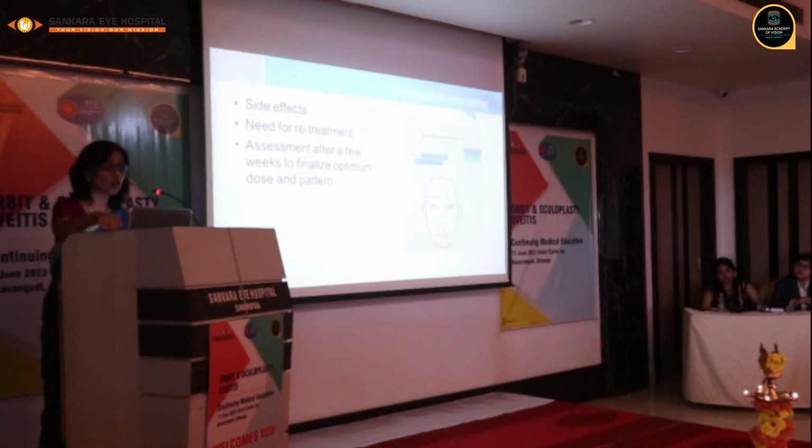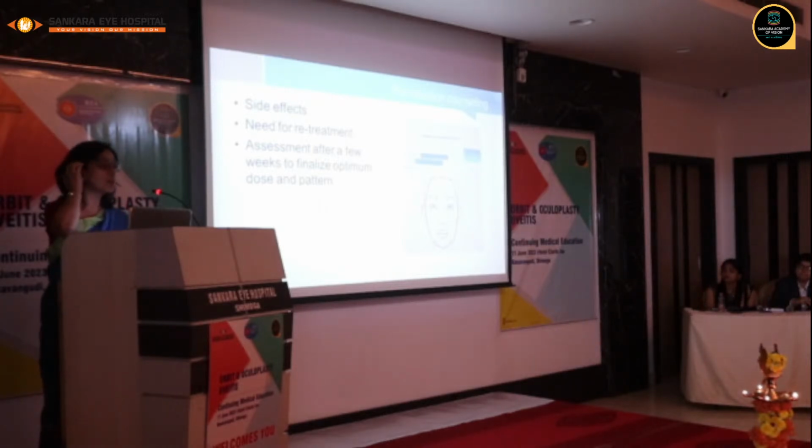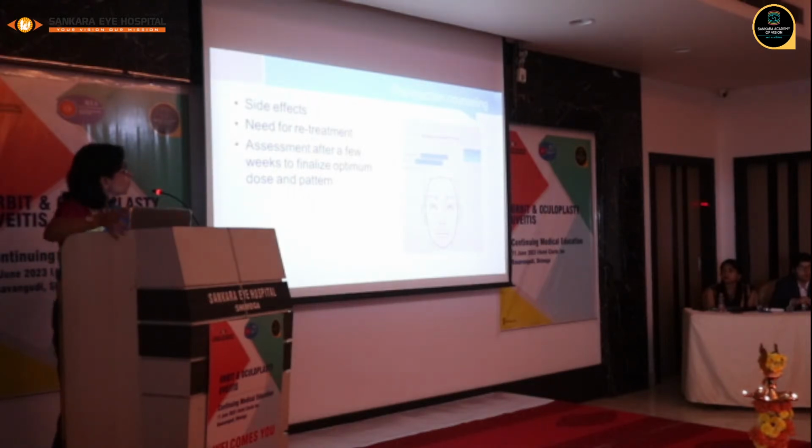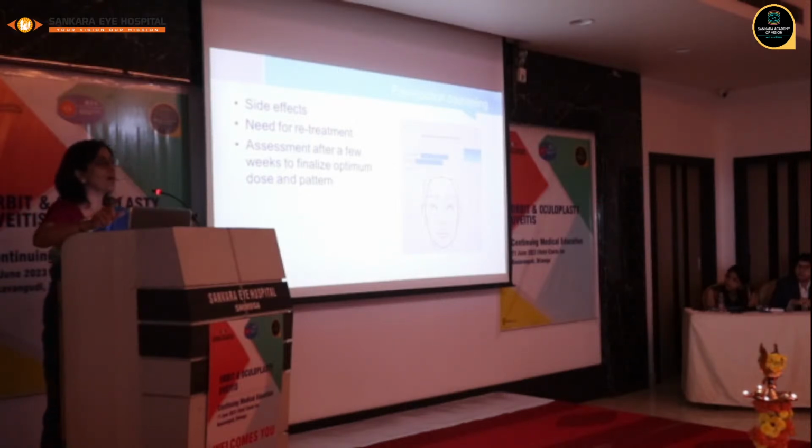Pre-injection, we have to talk to them about the side effects and the need for retreatment. And I always reassess them after a few weeks to finalize the optimum dose and pattern. I use a diagram like this, different sizes of crosses for different doses, 2.5 or 1.25, where I put the injection and how much I put. And then I call them back after 3 weeks and see where they should be getting more.